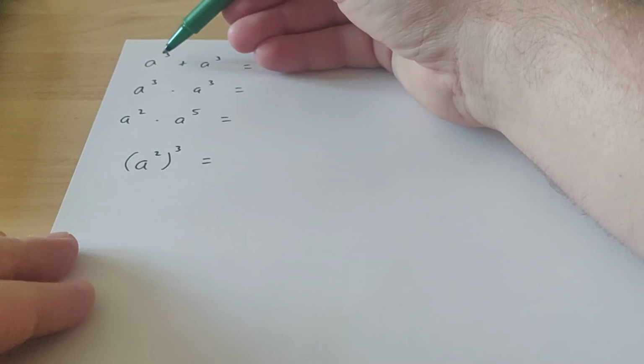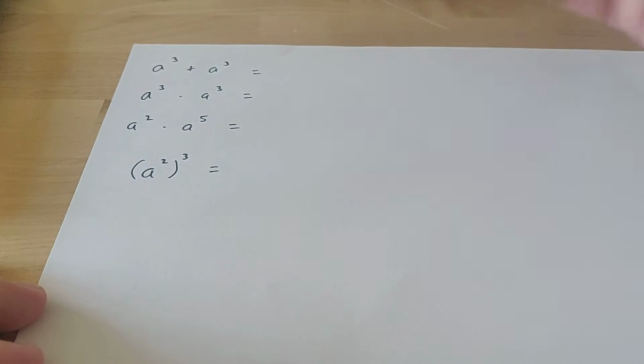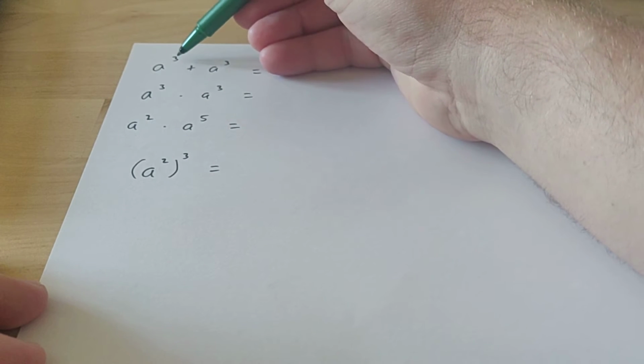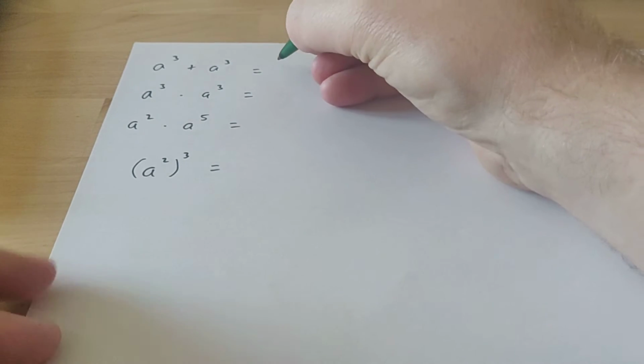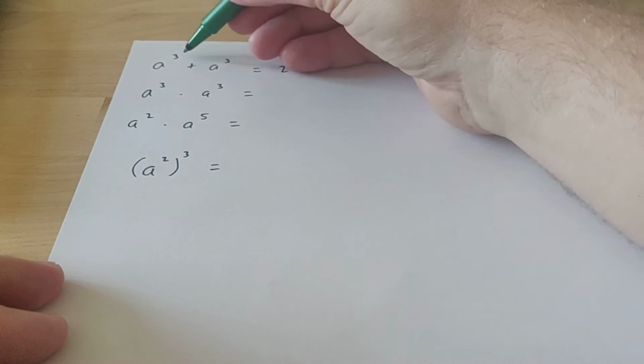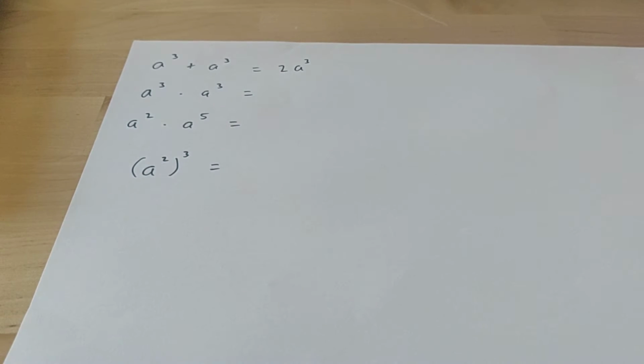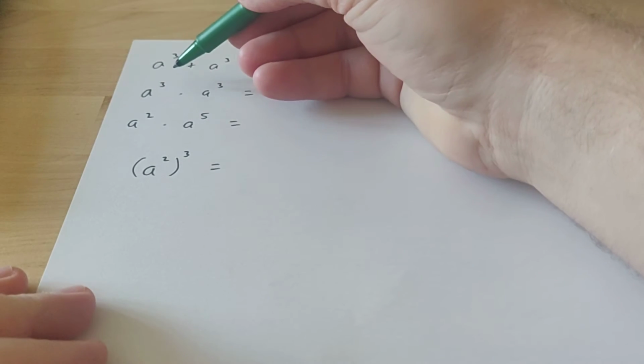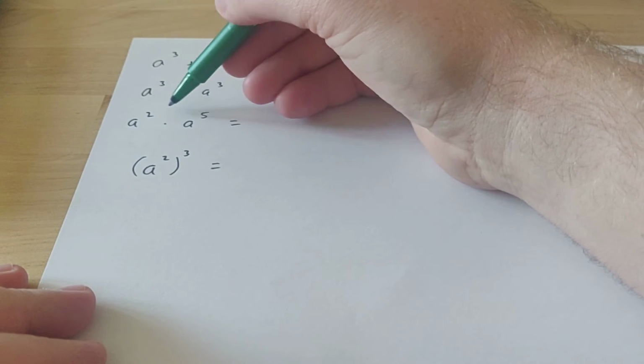Earlier you learned how to add letters. Now you can only do that if the powers are the same. So here I have a to the power of 3 plus a to the power of 3. Then you have 2 times a to the power of 3. Now if these powers were different, then you're not able to add them. With times, however, you can always do that, even though the powers are not the same.